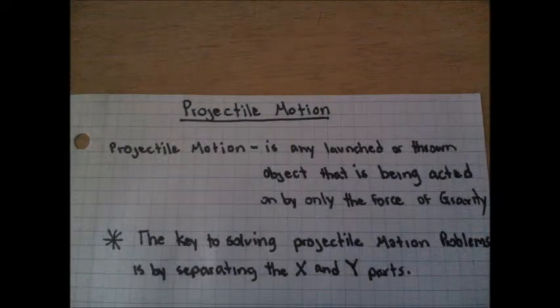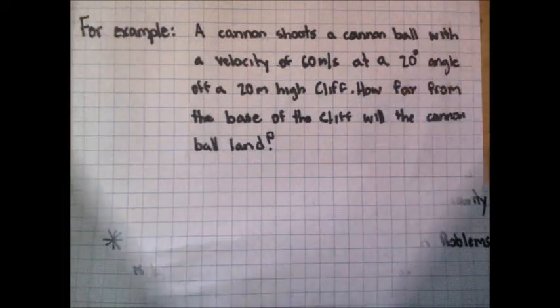Alright, so today guys, I'll be showing you how to solve a projectile motion step by step. First, a projectile motion is any launched or thrown object that is being acted on by only the force of gravity. And the key to solving a projectile motion is by separating the x and y parts. The x is the horizontal and the y is the vertical.